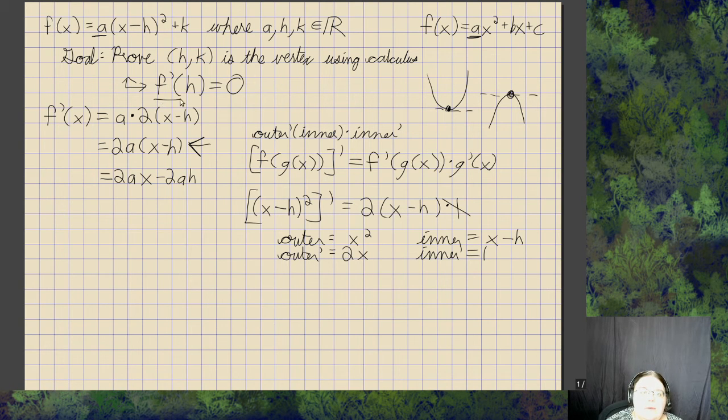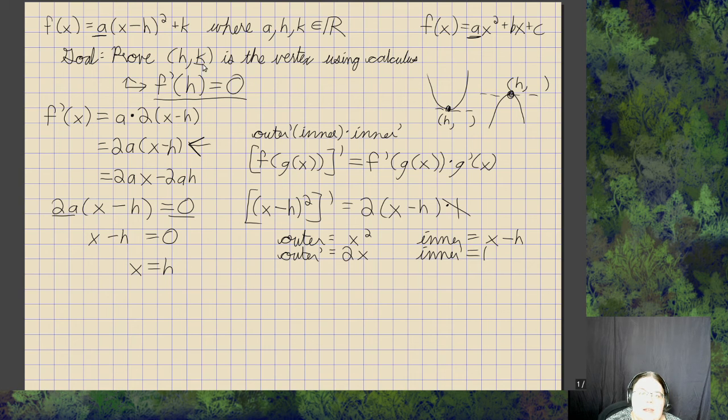So let's see. We're looking for where that comes out to 0. So 2 times some constant times the difference between x and h comes out to 0. Okay. Well, we know that 2a is not equal to 0 because a is, for it to be quadratic, not equal to 0, and 2 times a non-zero number will be non-zero. So now I know x minus h equals 0. Okay, well, if x minus h equals 0, they must be the same, so x must equal h. So that tells me that where x equals h is where we find that vertex.